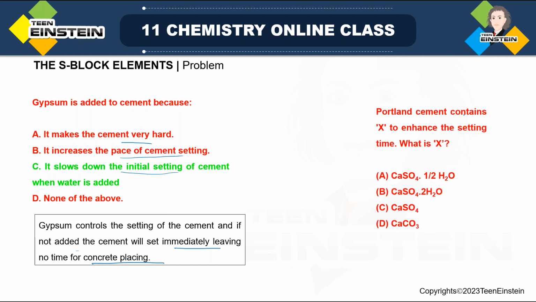Next question is also related to cement. Portland cement contains X to enhance the setting time. So C is basically saying to retard the process of setting time. That means it will increase the setting time. So what is X? It is nothing but gypsum. And what is the formula for gypsum? It is CaSO4·2H2O. So this should be the correct option.